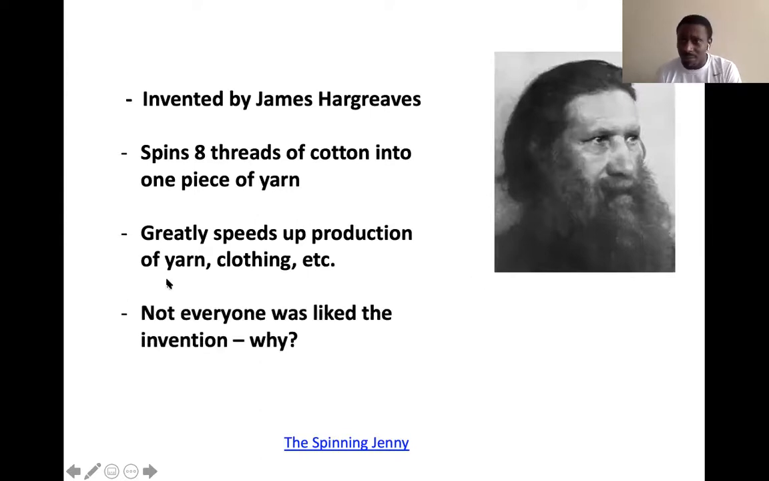Not everybody liked this invention. Think about the people whose job it was to make yarn out of cotton in the first place. And you can think about this with all of these different machines that we'll look at. Since there's a machine doing this, how was this job getting done before? And now what happens to the people who used to do this job before this machine was able to take it over?